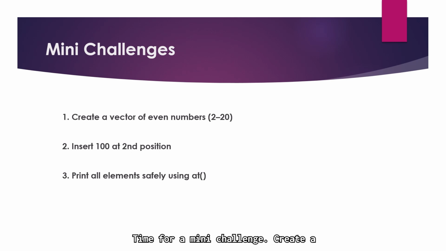Time for a mini challenge. Create a vector of even numbers from 2 to 20. Then insert a new value, say 999, at the second position using insert. Finally, print the entire vector using add instead of square brackets. This quick challenge will help you get comfortable with basic operations and ensure you understand the differences between access methods.